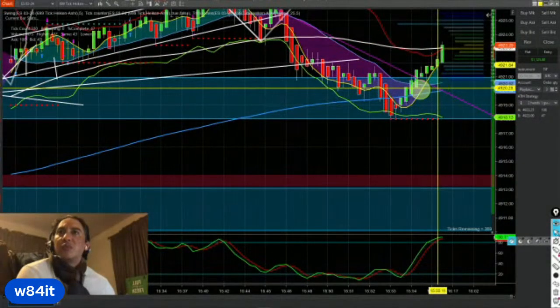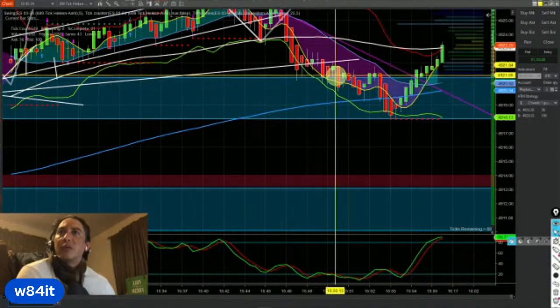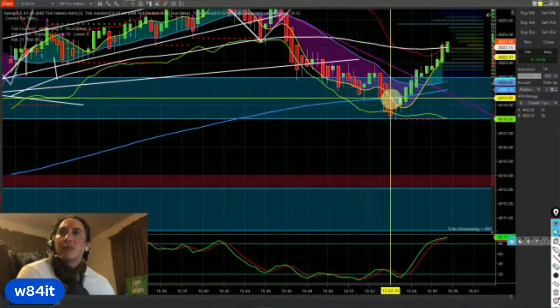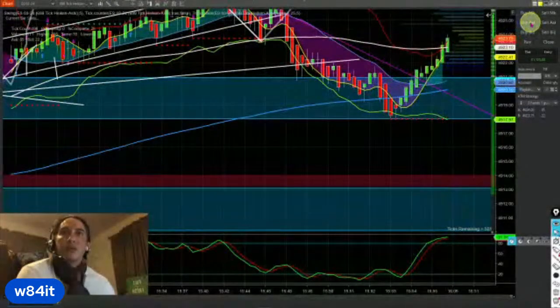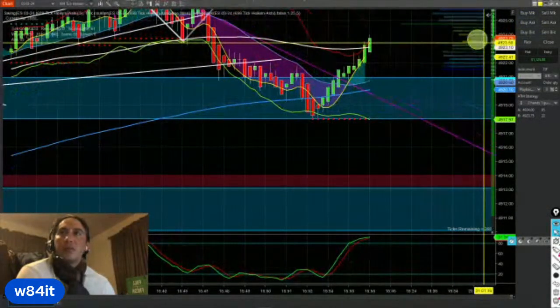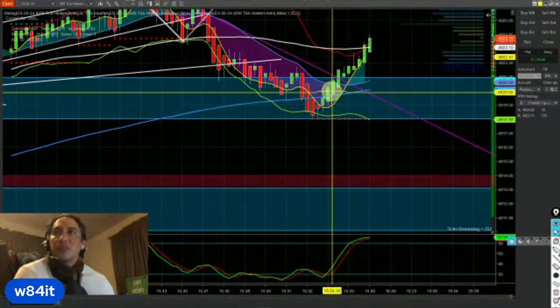And I might have missed this move right here. One, two, three, four. Oh, and it did this over here. Well, whatever. It's supposed to do another leg right here.